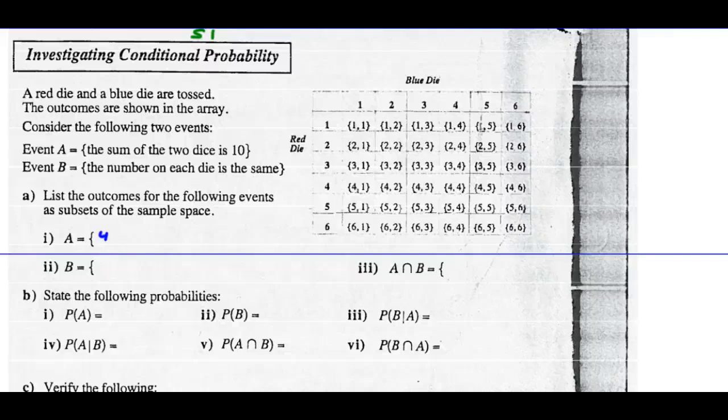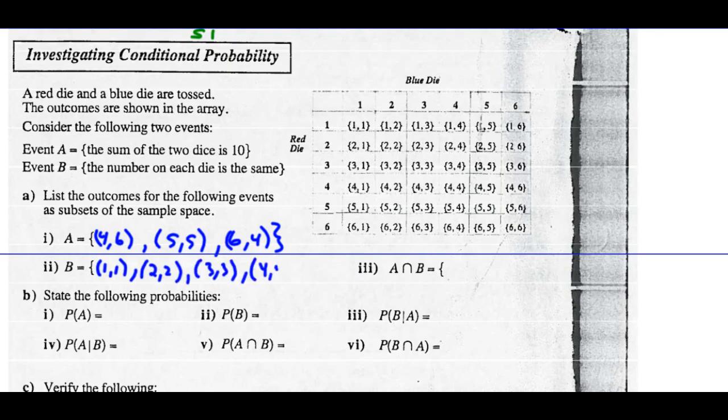So we could have a 4-6. We could have a 5-5. Or we could have a 6-4. Those are the only three ways to get to 10. For B, the number on each die is the same. So you'd have 1-1, 2-2, and so on. 4-4, 5-5, and 6-6.